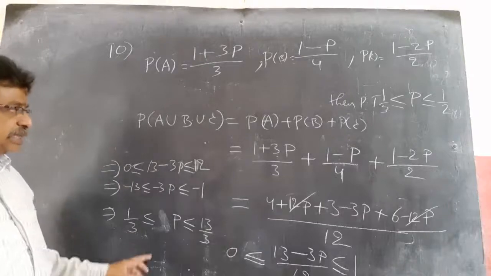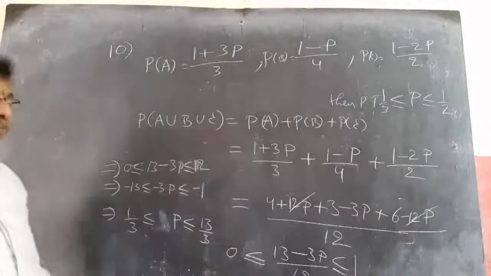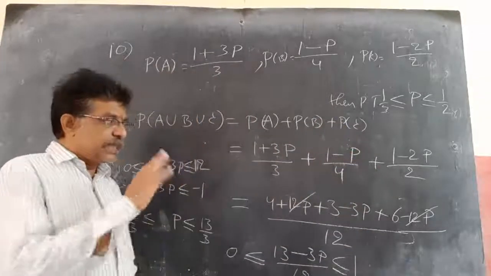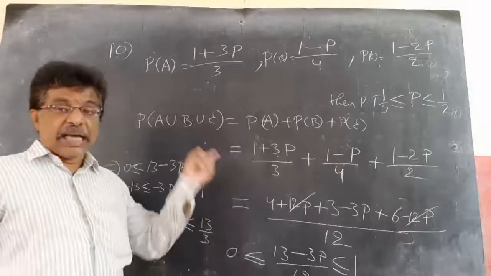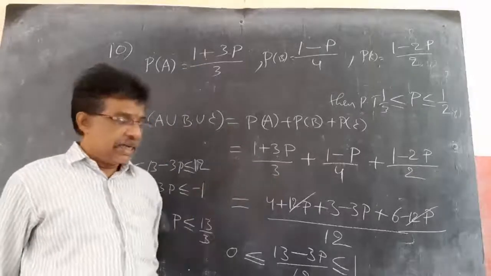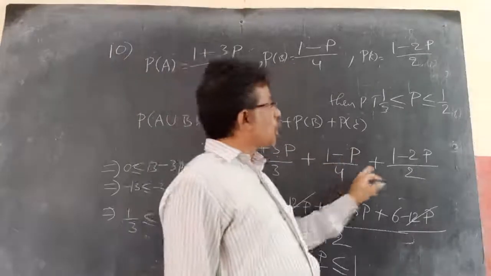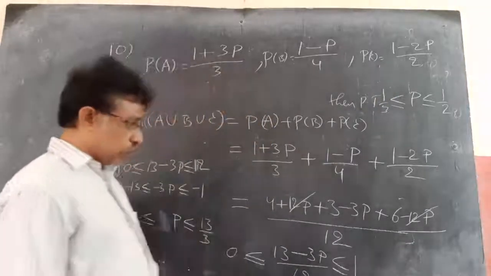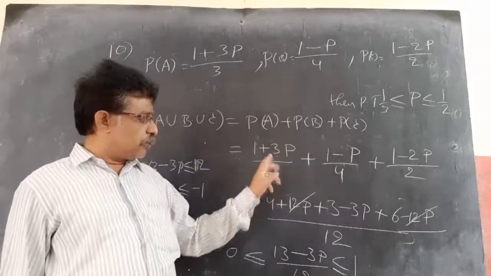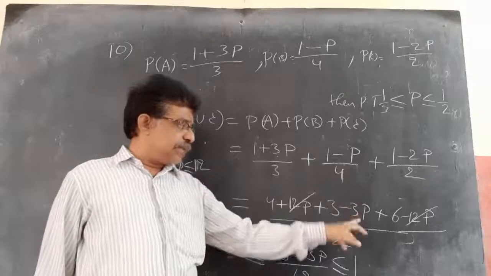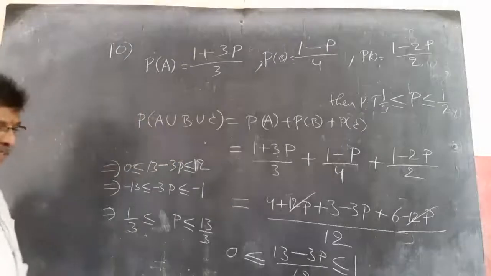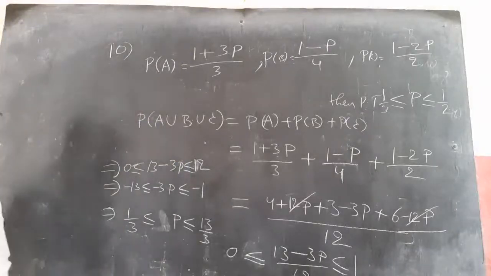So first, I am taking P of A union B union C. P of A union B union C is P of A plus P of B plus P of C, minus A intersection B 0, B intersection C 0, C intersection A 0, because they are mutually exclusive. So P of A value is given as 1 plus 3P by 3, plus P of B value is 1 minus 3 by 4, plus P of C value is 1 minus 2P by 2. So LCM of all is 12, I am taking. Then 3 goes 4 times, 4 into 1, 4, 4 into 3, 12P. And 4 goes 3 times, 3 minus 3P. Plus 2 goes 6 times, 6 into 1, 6, 6 into 2, 12P. 12P, 12P cancelled. 13 minus 3P by 12 is P of A union B union C.